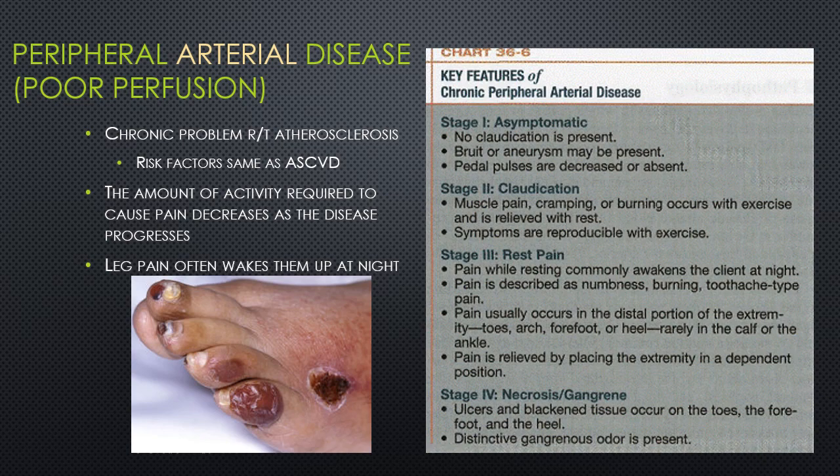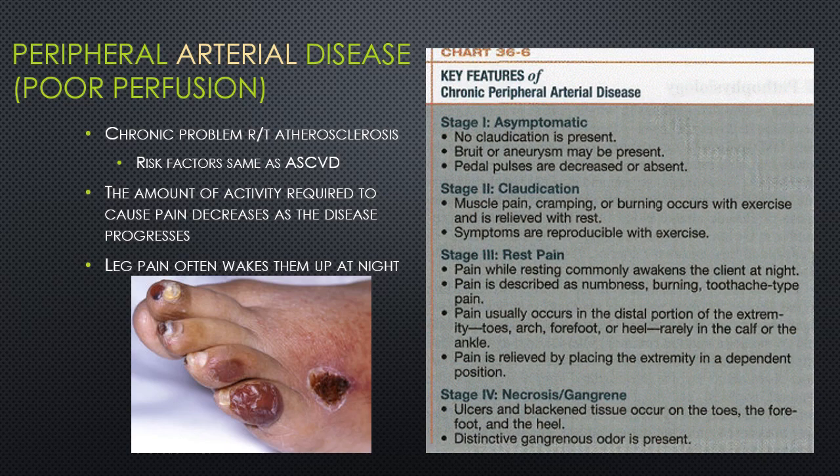And it's relieved by placing the extremity in a dependent position, because this is a problem with perfusion. So to enhance perfusion, you want to put the extremity in a dependent position. If I wanted to enhance venous return, I would elevate the feet, but this is not the right person to elevate the feet in, because you will actually decrease perfusion.